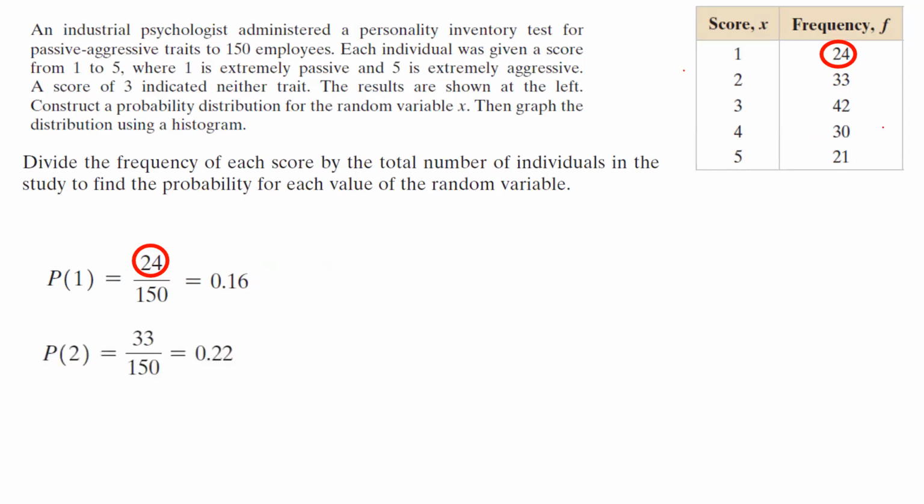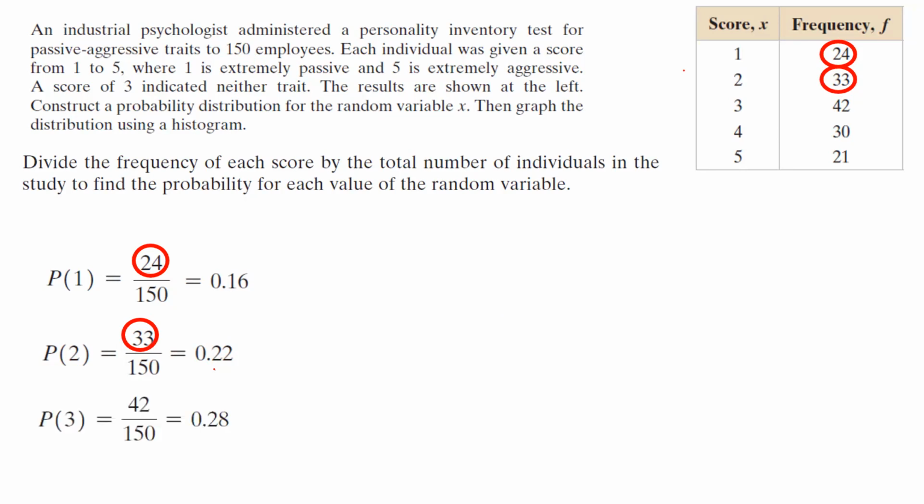Let us move on to the second probability. The probability of score 2 is 33, which is the frequency of score 2, divided by 150, which is basically the total number of people in the study. You get 22%. It makes sense. The denominators are the same, but the numerator is increasing, so we expect to get a higher percentage. Again, what's the meaning of that? It means that if I randomly select one of these people, the probability that that person scored 2 is 22%.